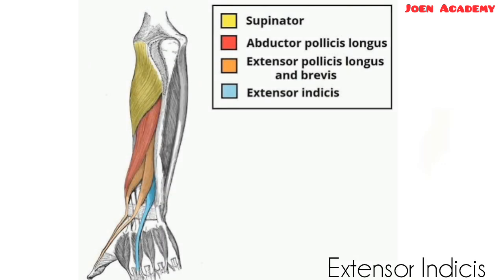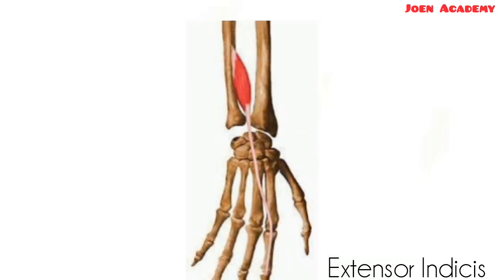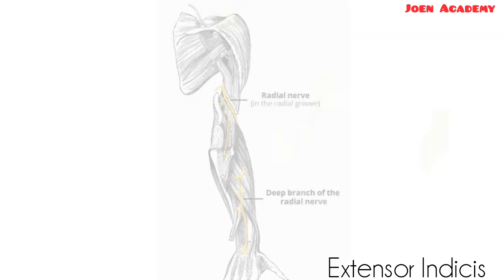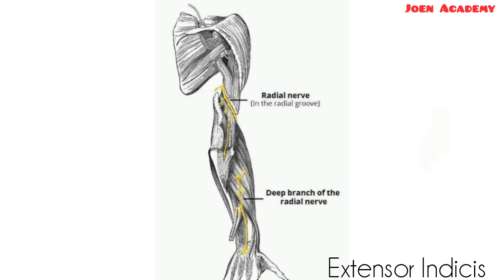The extensor indicis proprius allows the index finger to be independent of the other fingers during extension. It originates from the posterior surface of the ulna and interosseous membrane, distal to the extensor pollicis longus, and then attaches to the extensor hood of the index finger. Action is that it extends the index finger. The nerve supply is still the same posterior interosseous branch of the radial nerve.